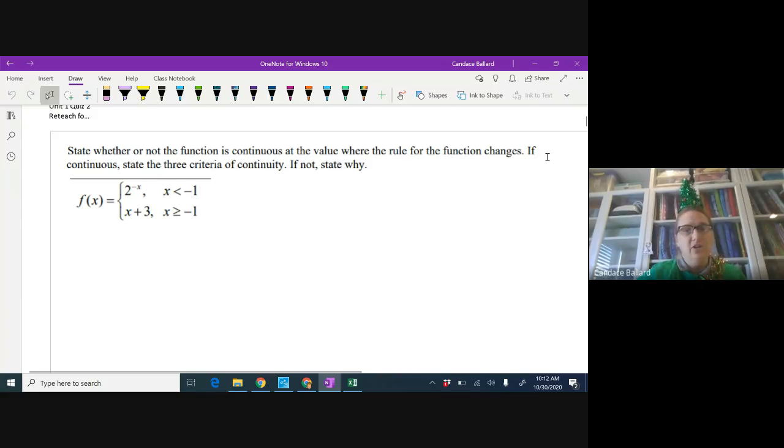You were supposed to state whether or not the function is continuous at the value where the rule for the function changes. If continuous, state the 3 criteria of continuity. If not, state why. Big hint. A lot of us had copied it down wrong or made an arithmetic mistake in the middle. Those were the 2 biggest things I saw with this one.